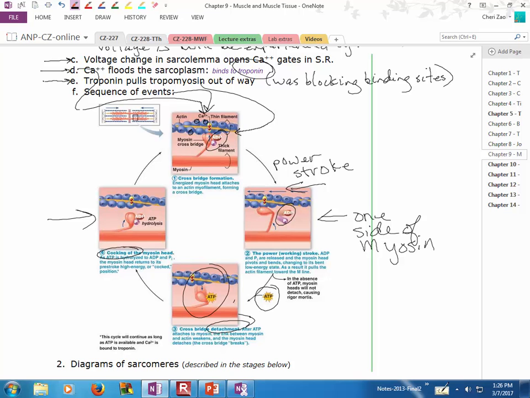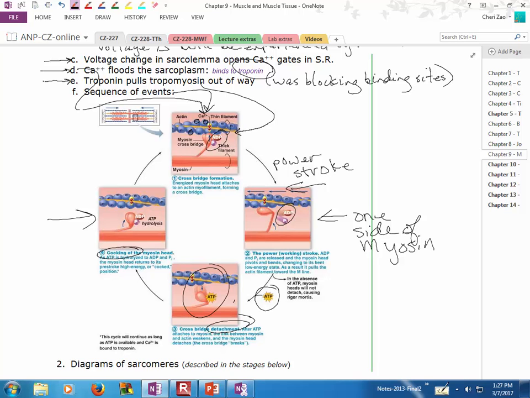And you do the same thing over and over again until you run out of ATP or until calcium is removed, correct? Because when calcium is removed, what happens to the ability of the myosin heads that have been reset to interact with actin? Yeah, the tropomyosin is now blocking the binding site, and that stops the whole process.